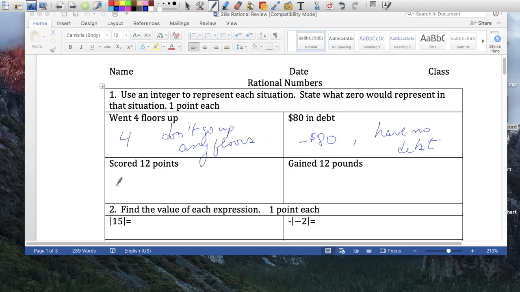Score 12 points, +12. I'll put the positive this time. And 0 would mean you score nothing. You score 0 points. And gain 12 pounds means +12. And the 0 means you gain nothing. You didn't get any chubbier. You gain 0 pounds. All right, maybe you're just okay.